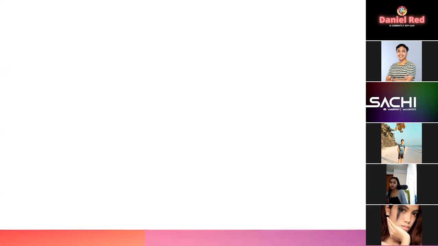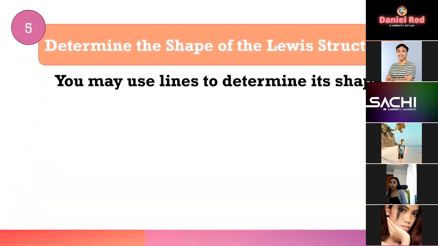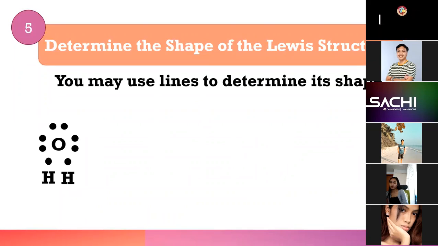After following the octet rule, we can now proceed to the next step. Step number 5 is to determine the shape of the Lewis structure. You may use lines to determine its shape. For example, we still have the water molecule, the oxygen atom and the 2 hydrogen atoms forming the octet rule for oxygen. So we can draw lines to identify what is now the shape of that element.